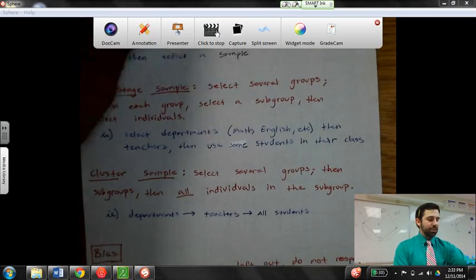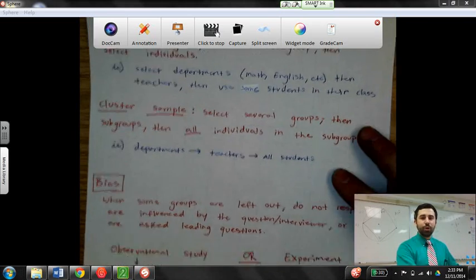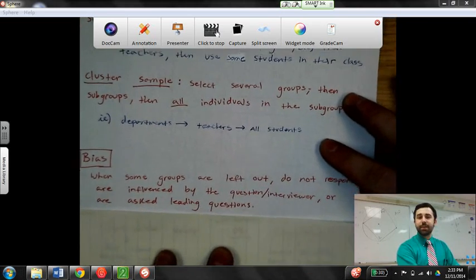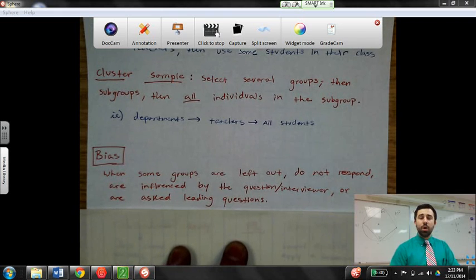The last 2 things we're going to talk about are bias. These different samplings pose a problem. When some groups are left out of a sample, do not respond, are influenced by the question or the interviewer, or are asked leading questions, this is considered a bias of choosing that sample.